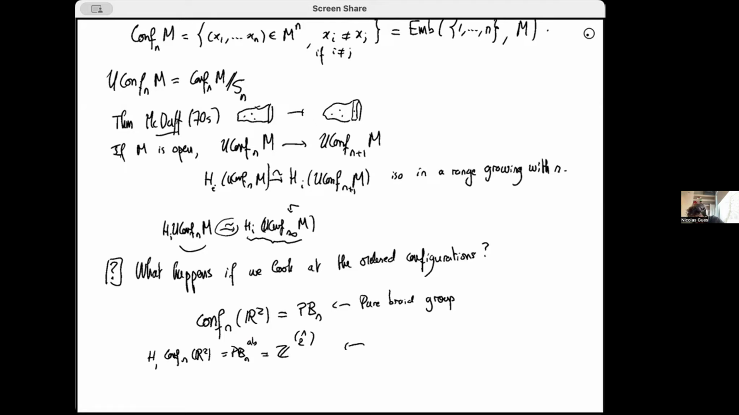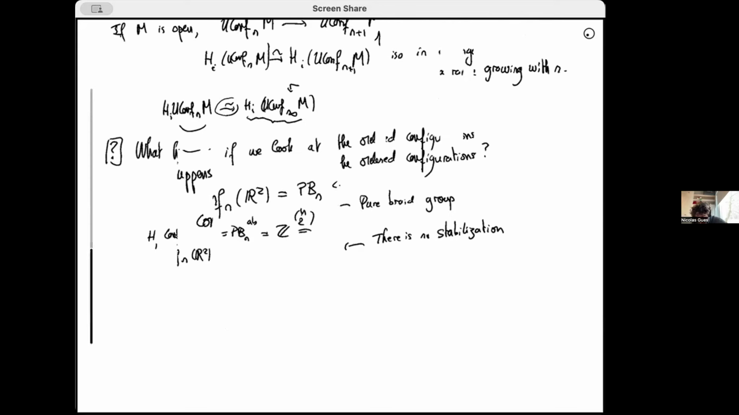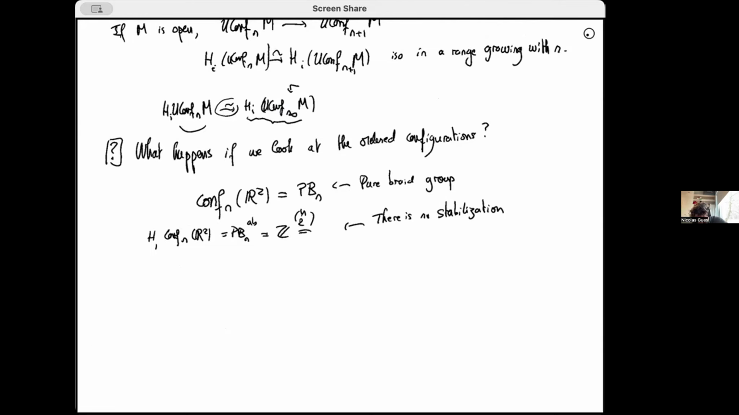So there is no hope for it to stabilize, simply because the rank of the group grows polynomially. But it's still interesting to notice that you have some polynomial growth here, and maybe there's still something to say because in this time the configuration space on n endpoints is not only a space, but it's a space endowed with an action of the symmetry group.